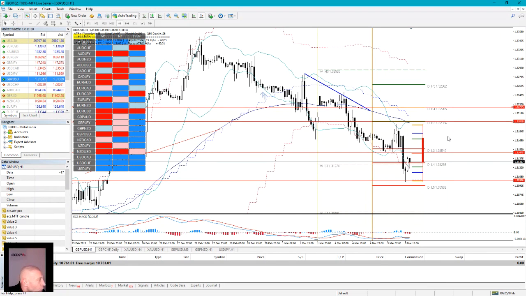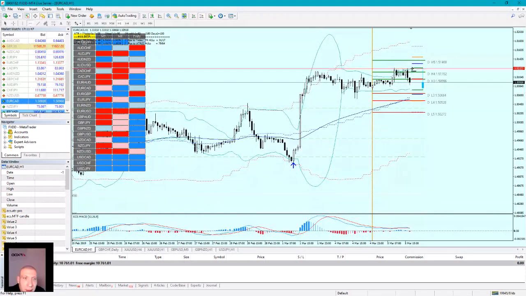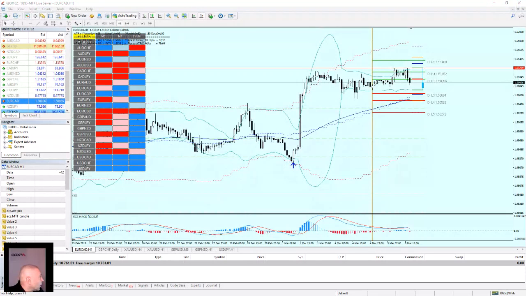The question: Euro CAD double top with divergence. Let's see the Euro CAD indeed. Yeah, there is a double top indeed. Let me just quickly check the news if we have any news here. Yeah, obviously there will be some dollar news and Australian dollar news. But then again, we need a confirmation.